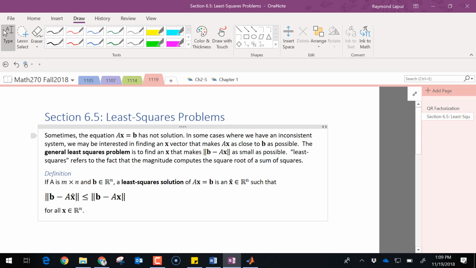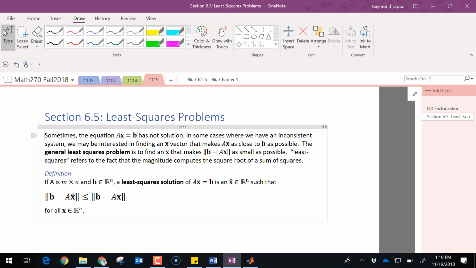So here's the quick discussion. If you have an AX equals B that doesn't have a solution, the next question might be, what's the closest solution you can get? And so what we do is we create a subspace out of the columns of the matrix A, and then we find the projection of that vector B onto the subspace of the columns of matrix A.